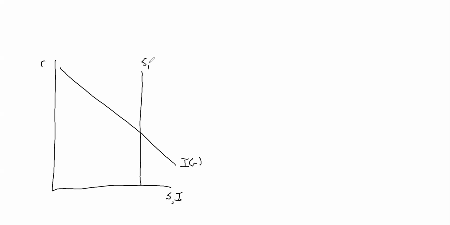Now we know that in this model, you save a constant amount of your income, right? Your marginal propensity to consume, let's say it's 0.8. So if you spend 80% of your income, you save 20%.